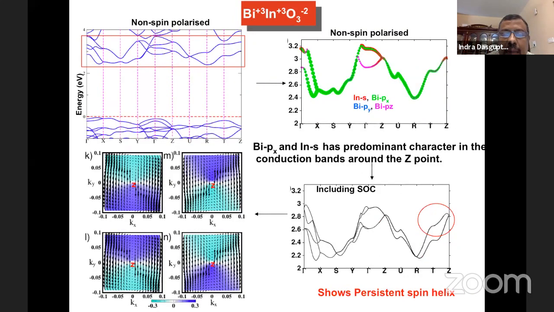Let us move to the next compound, bismuth indium oxide. You can do a similar exercise. Again, look at the conduction band. The conduction band has predominant bismuth px and indium s character. Again, a large splitting at the Z point, but here the spin texture is that of a persistent spin helix, which is something people are looking for.